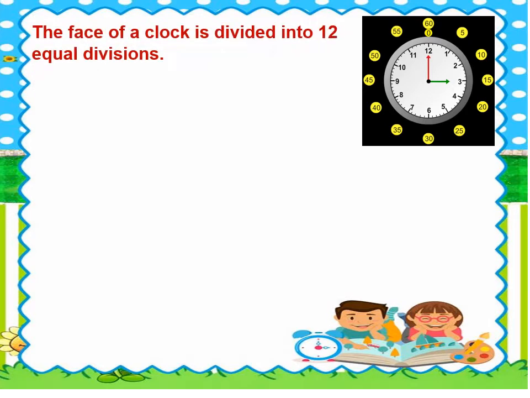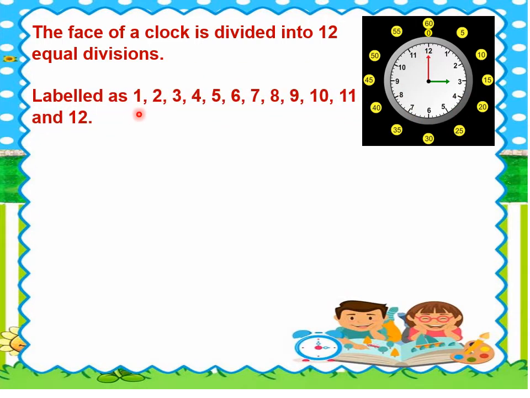The face of a clock is divided into 12 equal divisions. How many equal divisions are there in the clock? 12 equal divisions. You can see numbers starting from 1 to 12, labeled as 1, 2, 3, 4, 5, 6, 7, 8, 9, 10, 11 and 12.